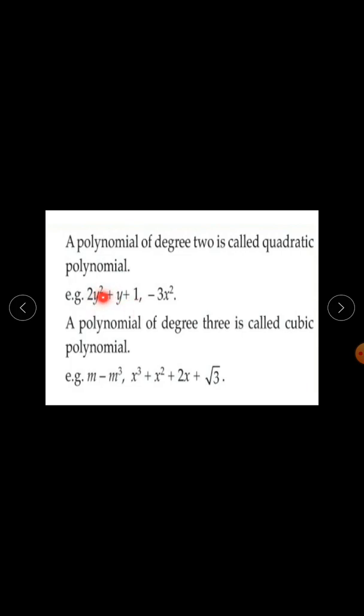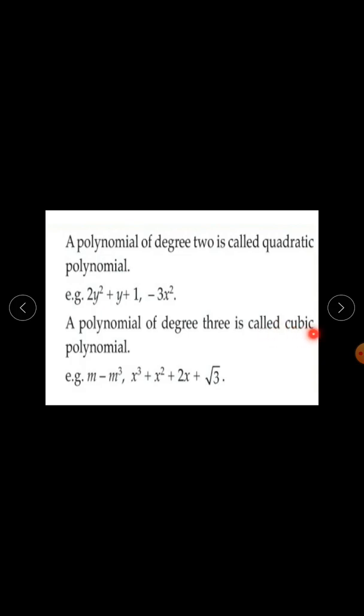A polynomial of degree 2 is called quadratic polynomial, and for this polynomial, degree is 2 because highest power of the variable is 2. So it is an example of quadratic polynomial. Next is minus 3x square. Again here highest power of the variable is 2. That's why minus 3x square is also an example of quadratic polynomial.